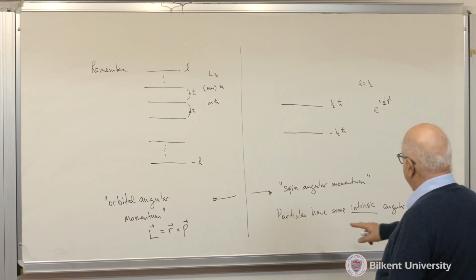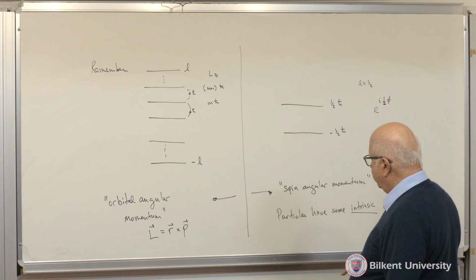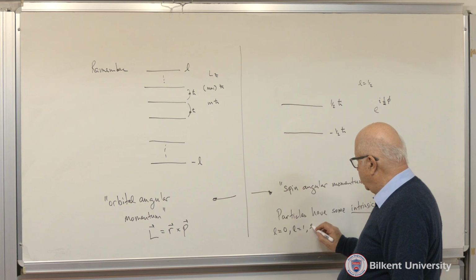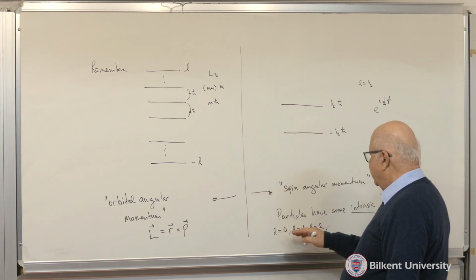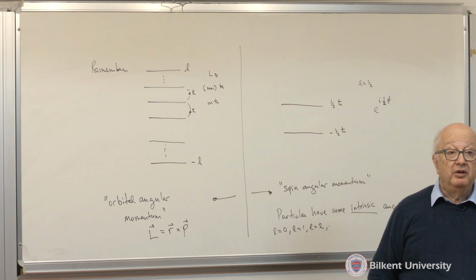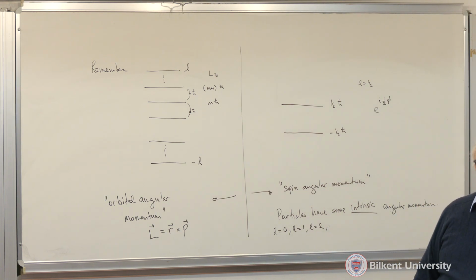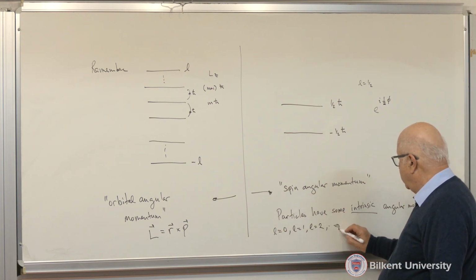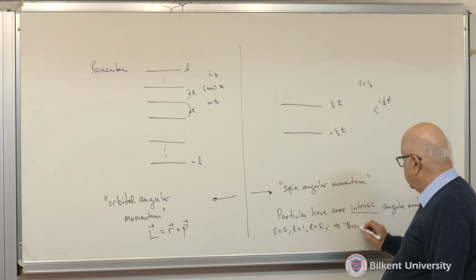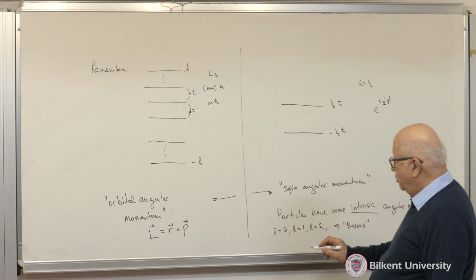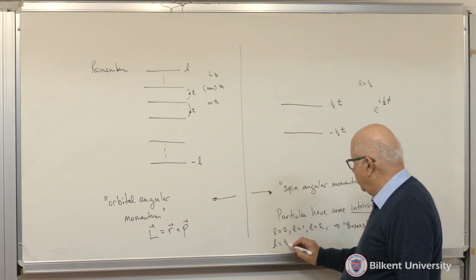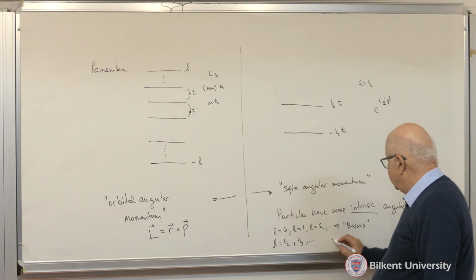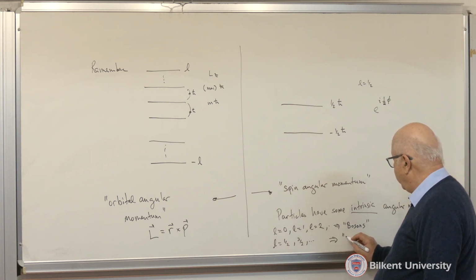This intrinsic angular momentum can have values like L equal to 0, L equal to 1, L equal to 2, just the same type of thing that the orbital angular momentum has. These types of particles are called bosons. Or they can have L equal to 1/2 or 3/2 or whatever. These are called fermions.